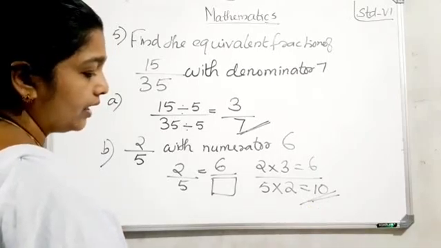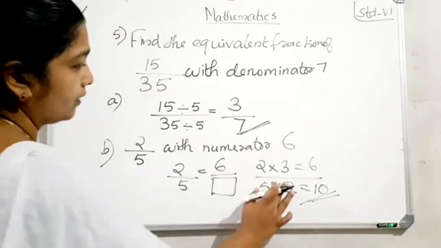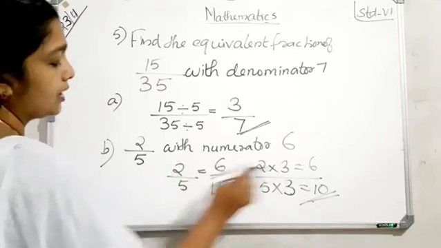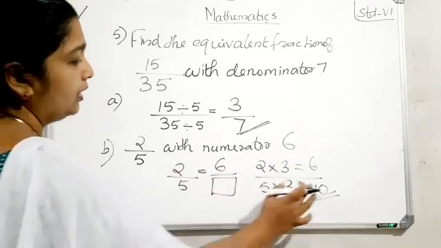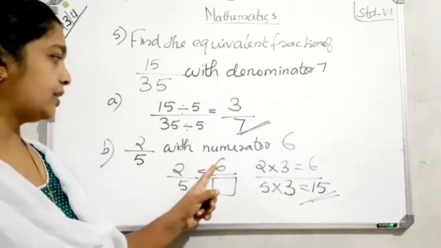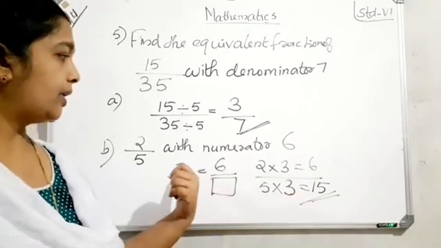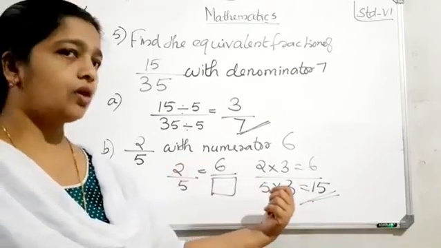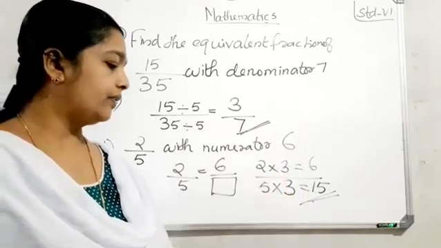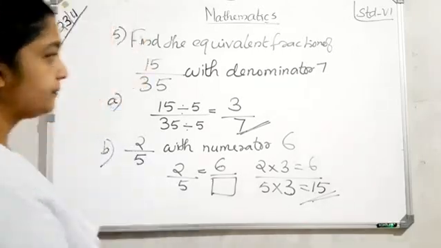Sorry, 2 into 3 equals 6, so 5 into 3 equals 15. Once more, 2 3s are 6, therefore 5 3s are 15. Which number do we take here? 3. Therefore here also we multiply using 3. So 2 3s are 6, 5 3s are 15. So 6 by 15. Yes. Next question.